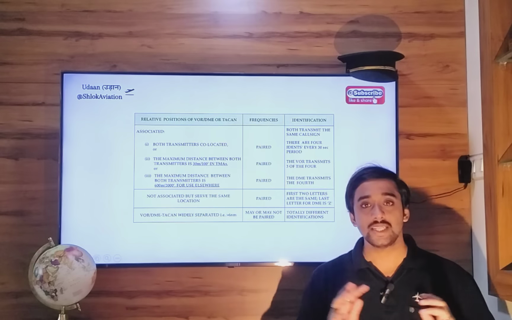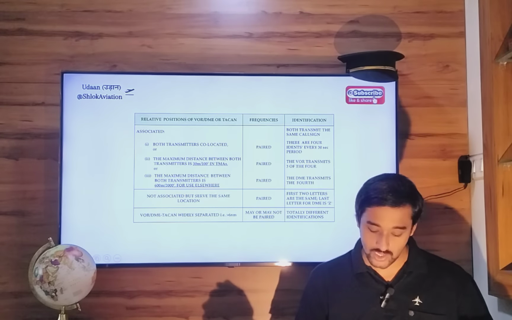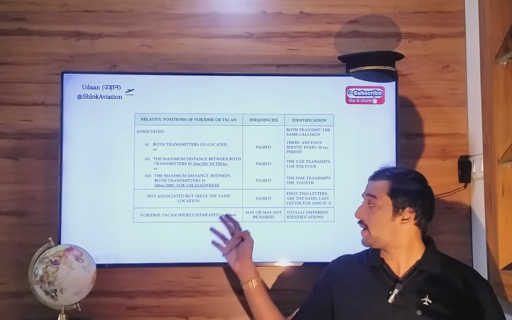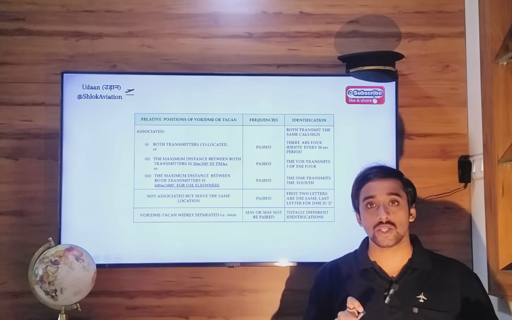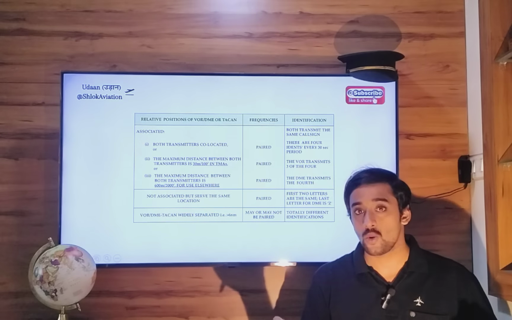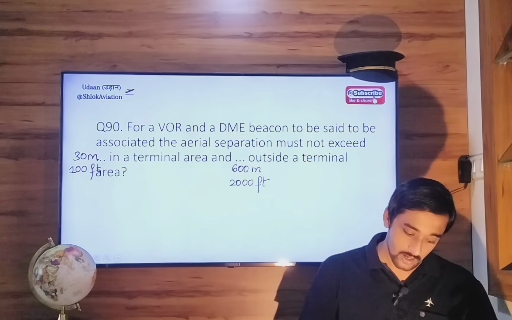And if they are widely separated, like hugely separated more than 6 nautical miles, the frequencies may be paired or may not be paired, and in that case the identifications for both DME and VOR will be totally different from each other. So very important table, remember this.